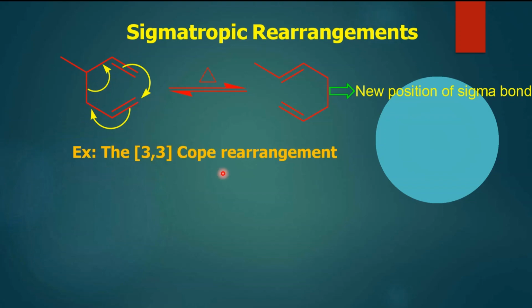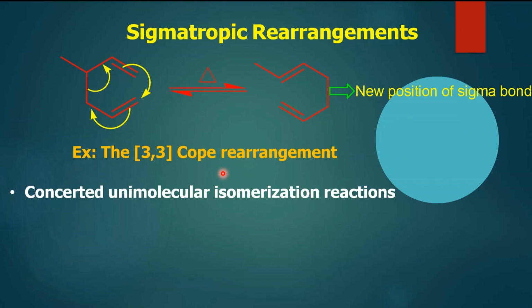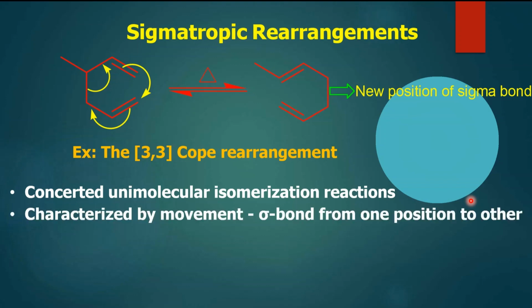This is called Cope rearrangement. It is a concerted reaction which is unimolecular, and these are isomers. That's why it is an isomerization reaction. It is characterized by the movement of a sigma bond from one position to another position.